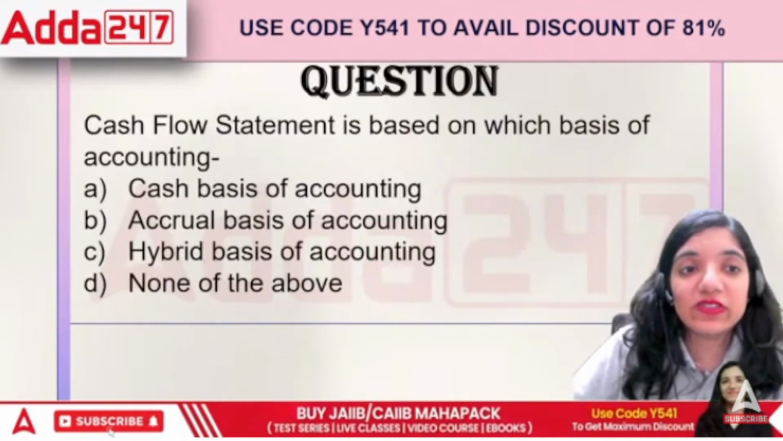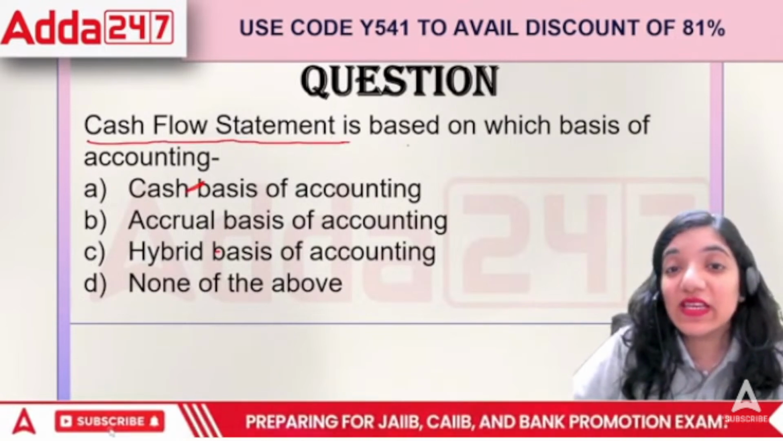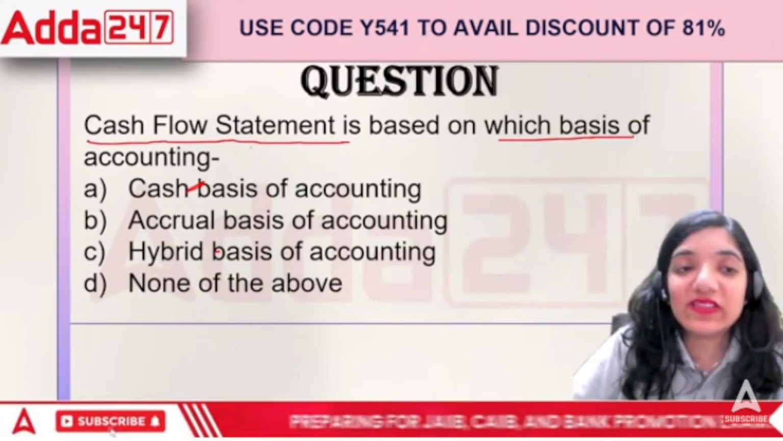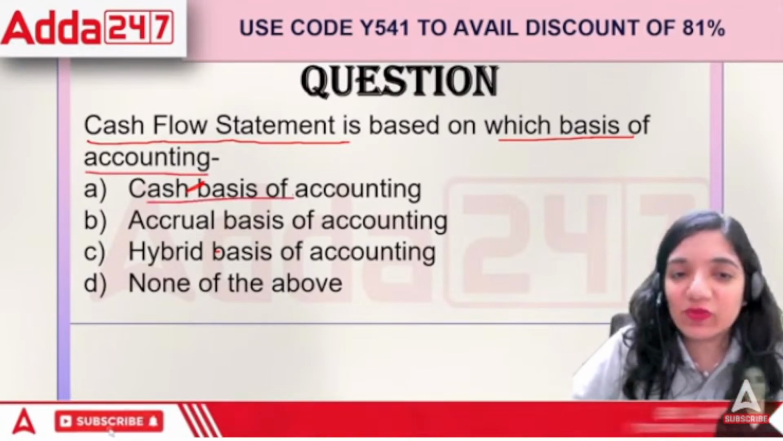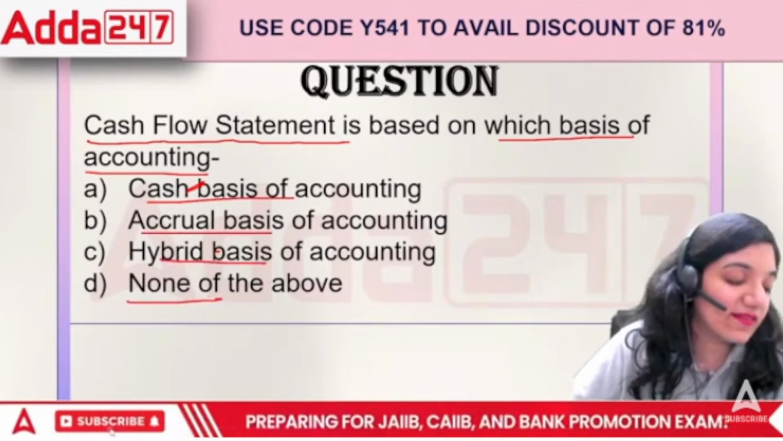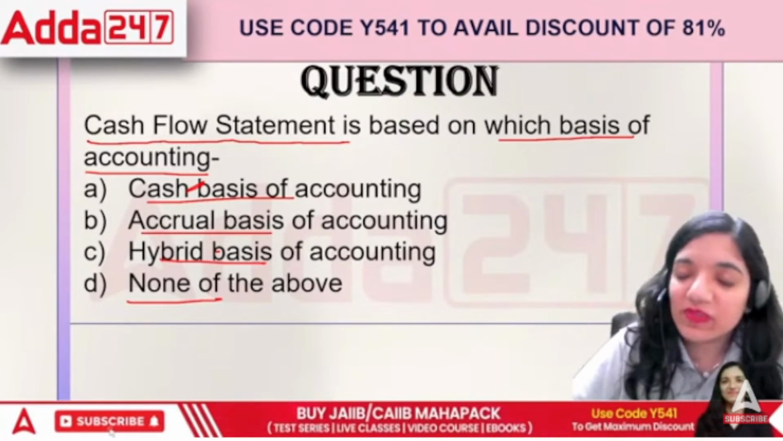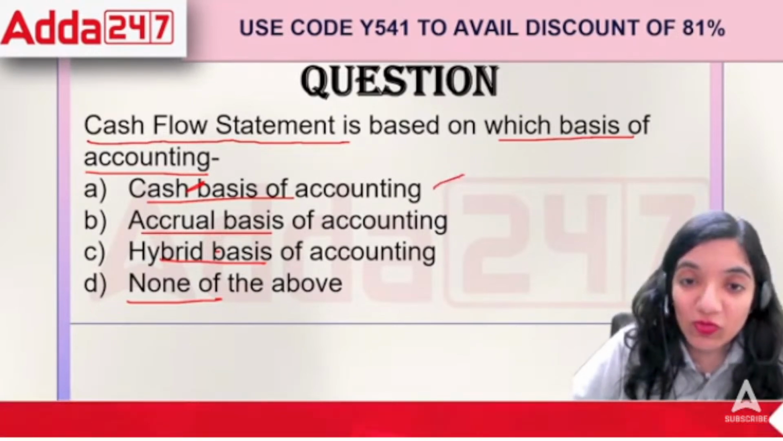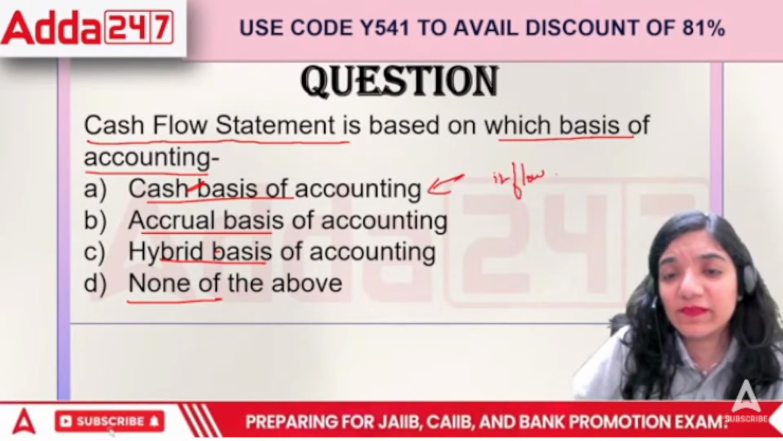So here comes the first question. The first question says that cash flow statement is based on which basis of accounting? Cash flow statement is based upon cash basis, accrual basis, hybrid, or none. If we talk about the cash flow statement, it is based upon only and only cash inflow and cash outflow. It is not based upon anything else, right?